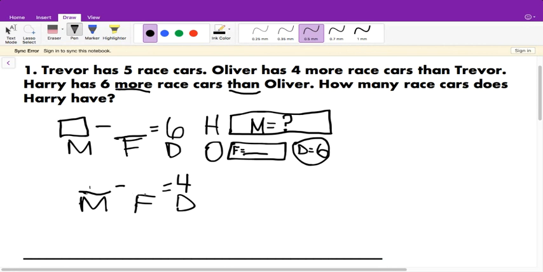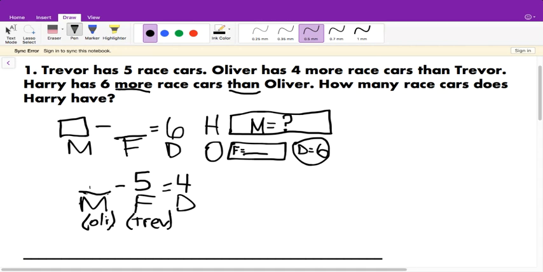And then fewer is Trevor, and it says Trevor has 5 race cars. So I'm going to put 5 for Trevor. I'll just write this here. Ollie for Oliver, and then Trev for Trevor. So that makes it a little more clear. So Oliver minus Trevor equals 4 for the difference.